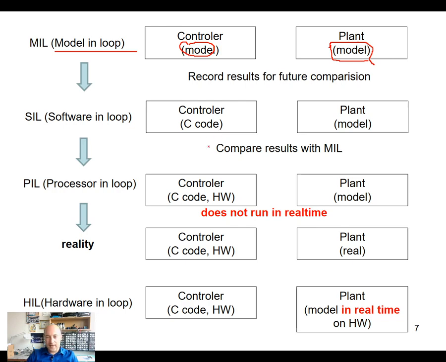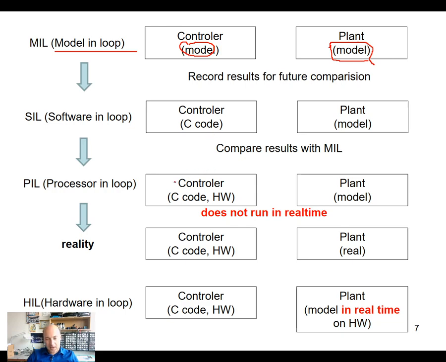Now what we do is compare the results that we have in this stage with the previous one. So we, for example, make a transient response. We see what is the reaction of the plant and of the control system, and at the end we see what the differences are. Typically what happens here is that you find lower accuracy and maybe some problems with speed.